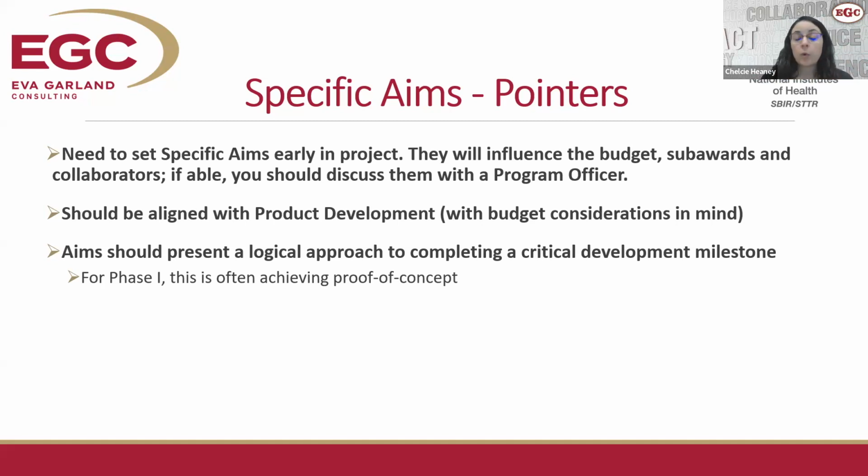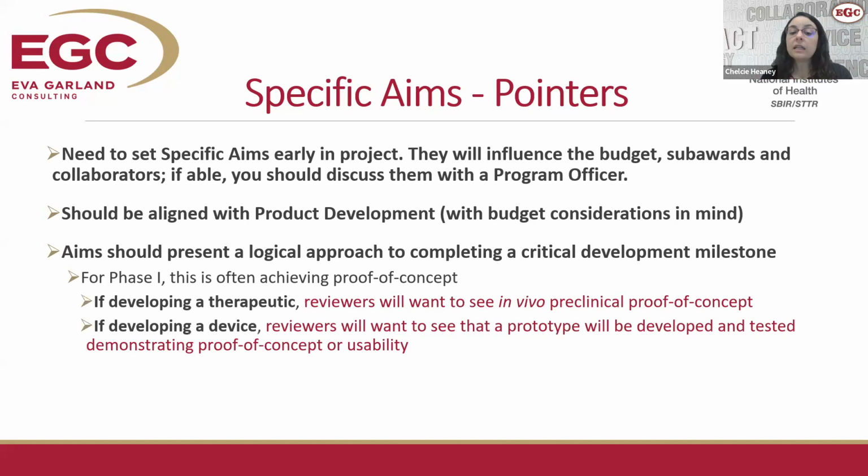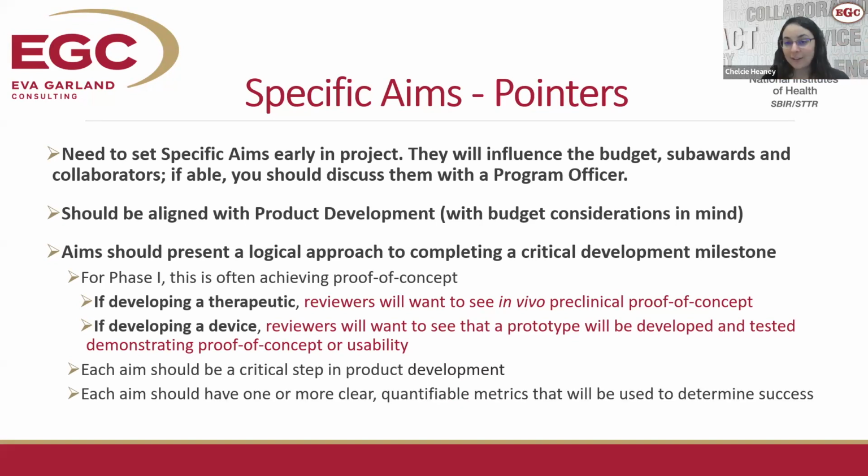Again, usually for phase 1, this is often achieving proof of concept. So if you're developing a therapeutic, usually reviewers will want to see in vivo preclinical proof of concept by the end, versus a device, whether that is proof of feasibility by the end, or having a prototype that meets specific metrics at the end of the project. Each aim should be its own critical step of product development. And again, should have very clear, quantifiable, measurable metrics of success.